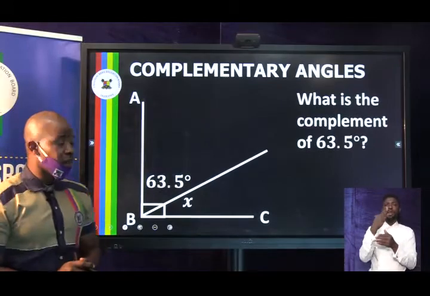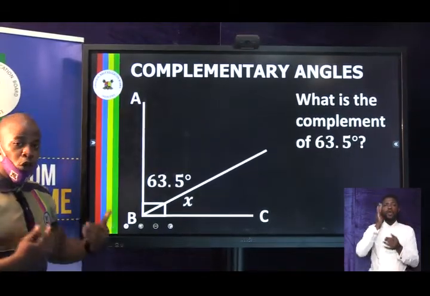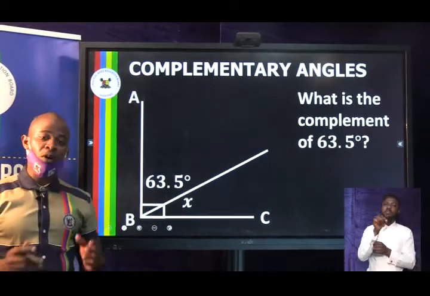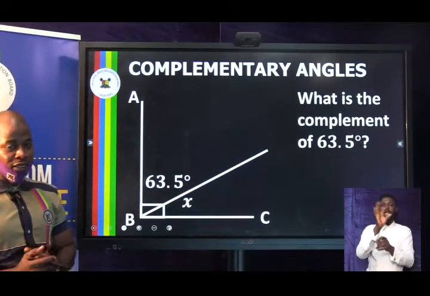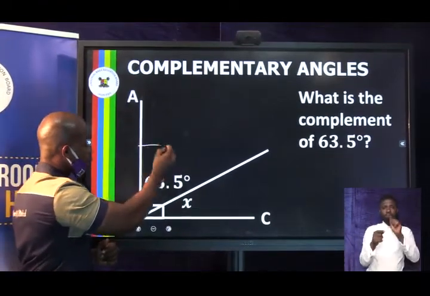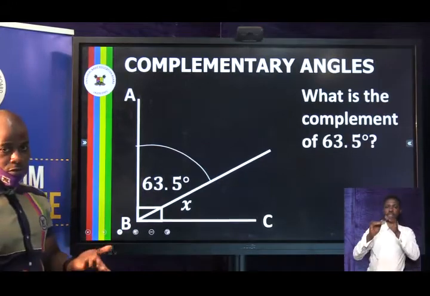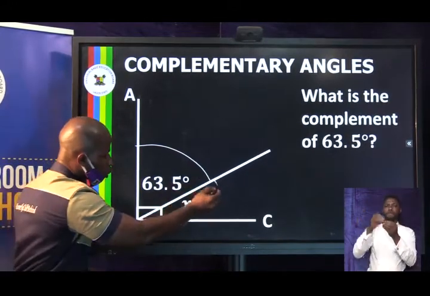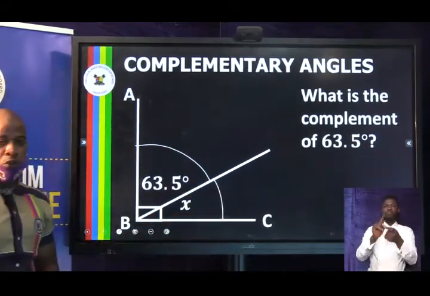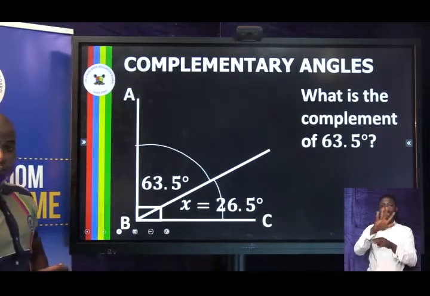What is the complement of 63.5? And that means, what will you add to 63.5 degrees to get 90 degrees? Calculate that quickly. You start your journey from here and you take 63.5 degrees steps. Now, how many degrees more do you need to go to get to 90? Your answer should be arriving on your books by now.